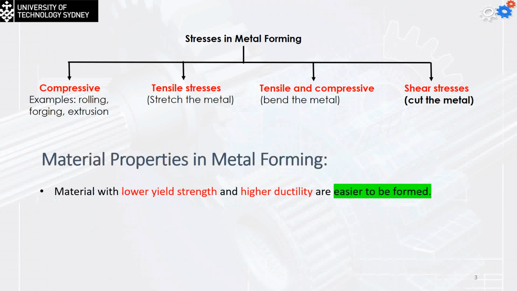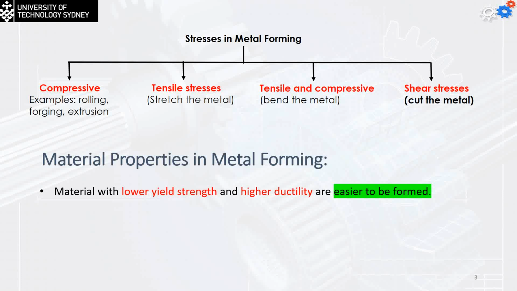For the material properties in metal forming, usually the material should have a lower yield strength. If you remember what the yield strength is, it's the strength value that is the turning point between the plastic and the elastic zones. In the elastic zone, when you have any deformation of the part, it returns to the original position because of the elasticity in it. After the yield point, we have permanent deformation, what we call the plastic zone.